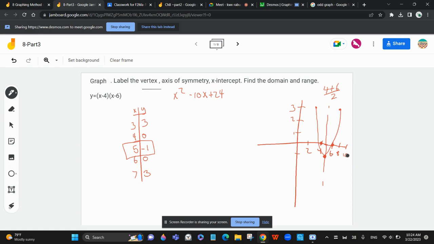Yes. Yeah, that will be the x value of the axis of symmetry. And then the x-intercepts you find are 4 and 6. The domain is R, the vertex is (5, -1).